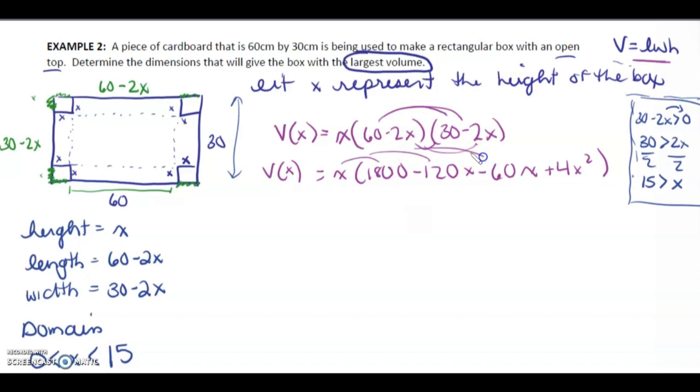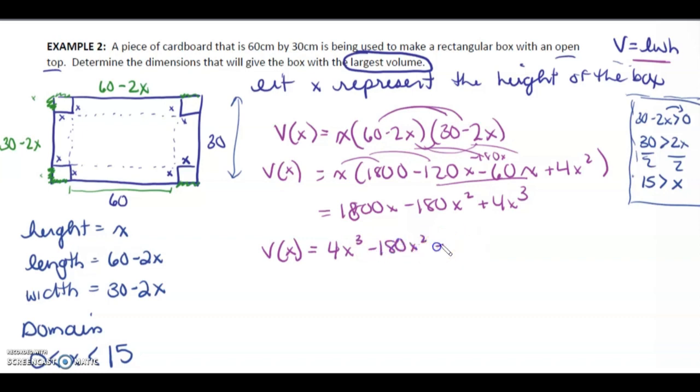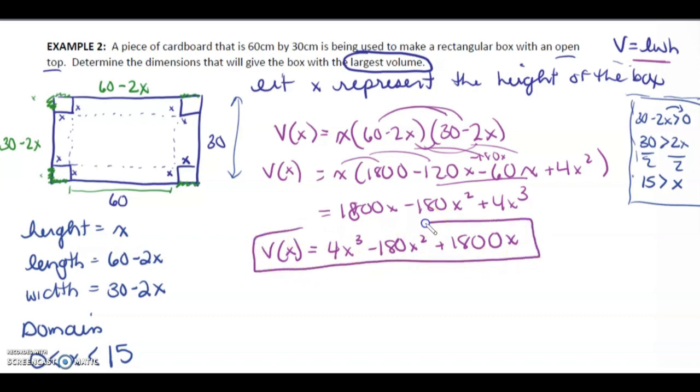Okay, now I'm going to expand this x into every single term. Okay, so I get 1800x, negative 120 and negative 60 is negative 180. So I get negative 180x squared, and then plus 4x cubed. Okay, and I want to put this into standard form, which is just the 4x cubed first, and then the negative 180x squared, and then plus 1800x. So this is our expanded version of the volume of this box.